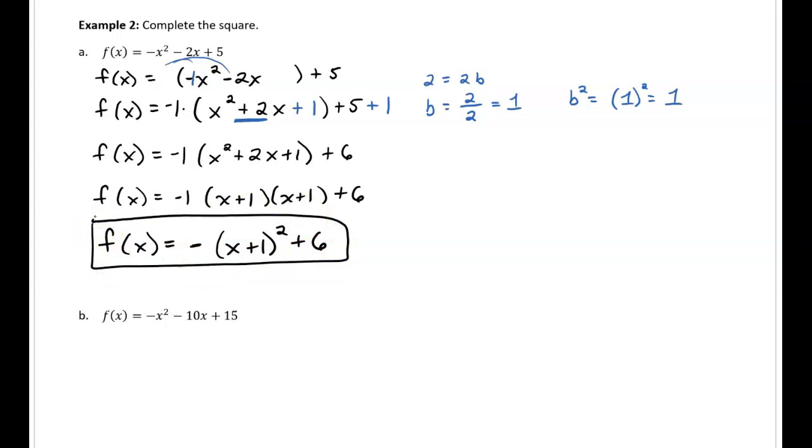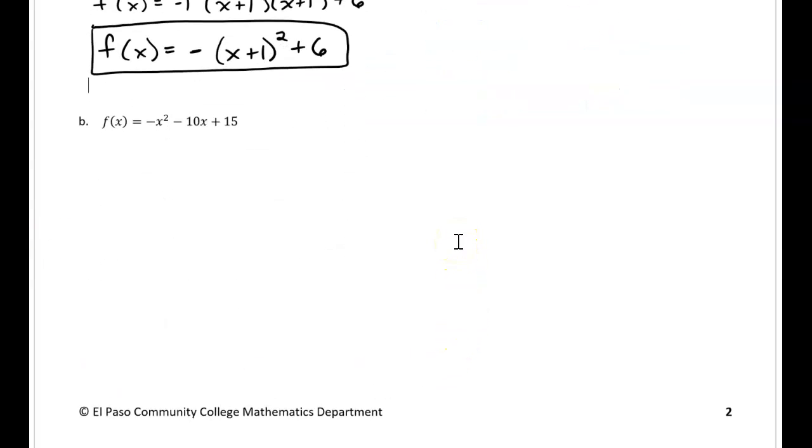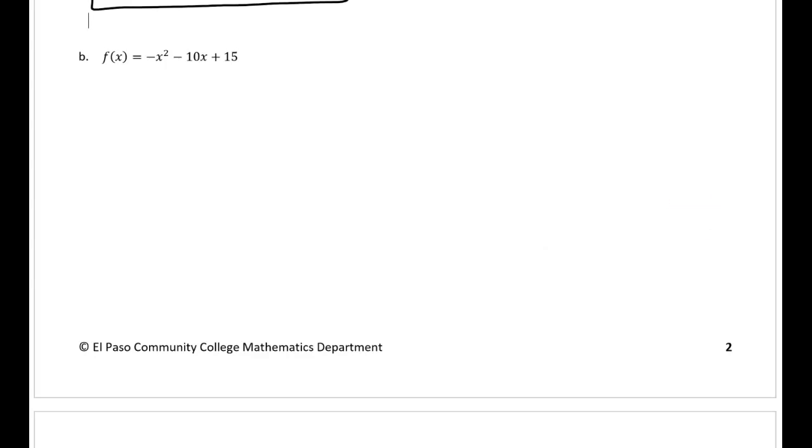So negatives, signs, just like any other time we work with a negative value, we've got to pay a little more attention to it. It calls for a little more attention just to make sure we're using things in the right way. Let's try that again. Let's try out part B. In part B, we have negative x squared minus 10x plus 15.